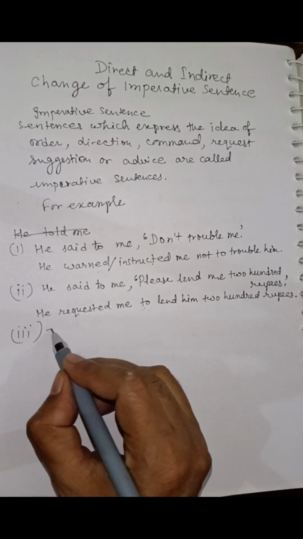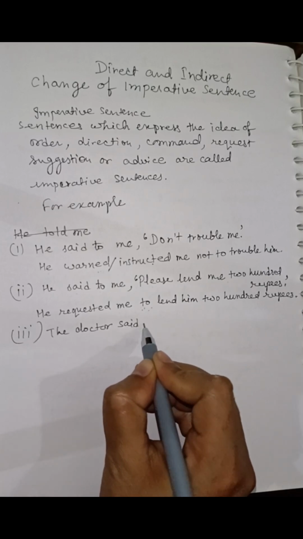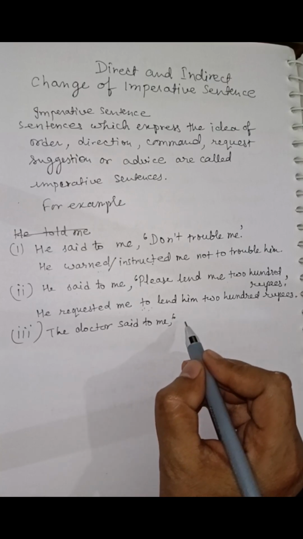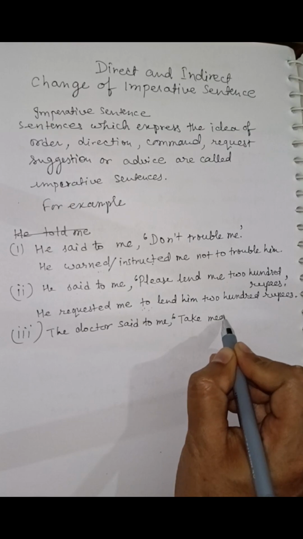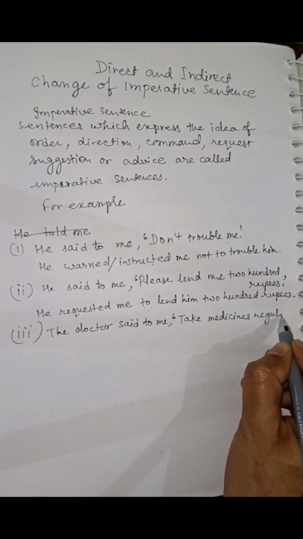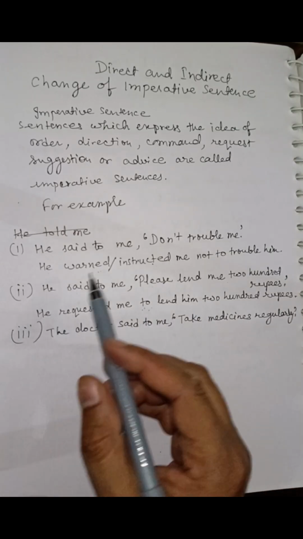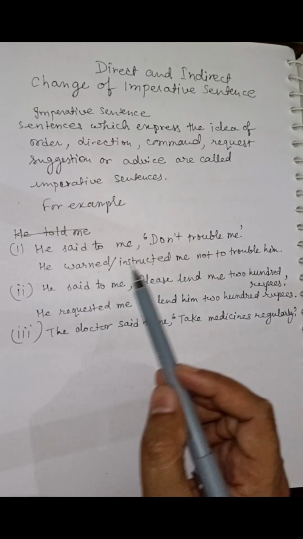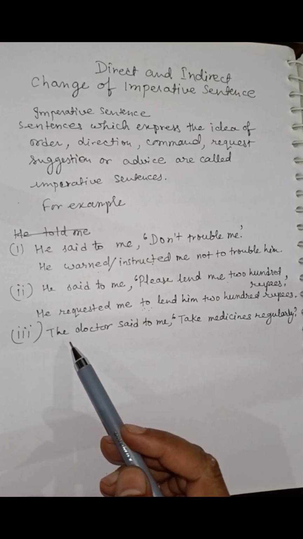The doctor, I give you an example. The doctor said to me, take medicines regularly. I'm giving you here examples of all types of imperative sentences. First, we showed you the example of a warning or an instruction, then a request, and in the third sentence, we are showing here an advice.